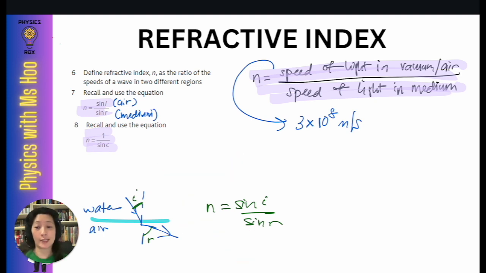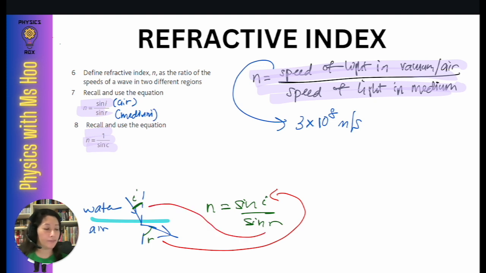So don't get tricked. Even though the question gives you from water to air, the angle in air goes on top, even though it's a refracted angle. Remember that you have to make the modifications for calculations. So this angle goes on top while this angle goes at the bottom.